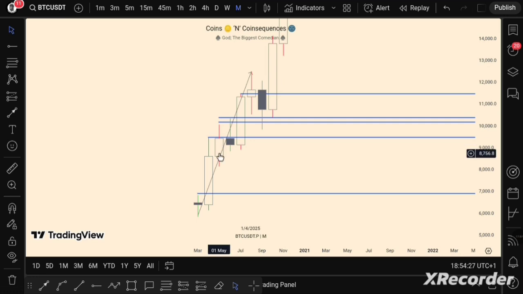Now, when this candlestick formed, price did what? Price came below this previous candlestick. Now, let's talk about the word reversal. What do you understand by a reversal? A reversal is simply you going towards the opposite direction.